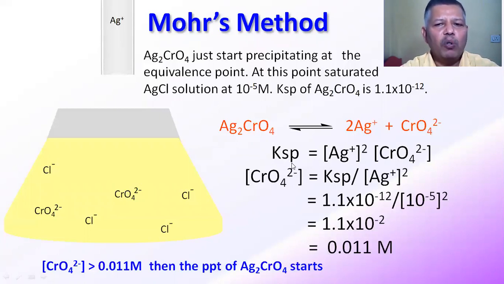Now the Ksp for silver chromate, we know, is 1.1 into 10 raised to minus 12, and the chromate ion concentration is 1.1 into 10 raised to minus 2, or 0.011 molar. If the concentration of chromate ion is larger than this value, then the precipitate of silver chromate is formed and we get the formation of a red colored solution.